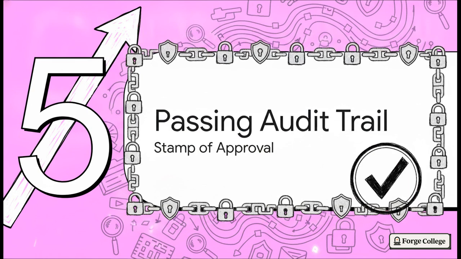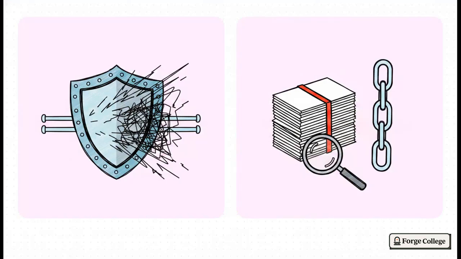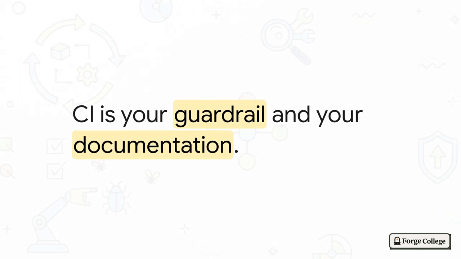And that brings us to our final stop, Section 5, passing the audit trail, the inspector's stamp of approval. Ultimately, all of this automation really serves a dual purpose. On the one hand, CI acts as a guardrail. It's your immediate protection, stopping bad code from infecting your main branch right at merge time. But on the other hand, CI is also your documentation. It provides this long-term historic evidence that tells security auditors, yes, we tested this thoroughly, and here is the timestamped proof. So if you take nothing else away from today's explainer, remember this. CI is both your guardrail and your documentation.